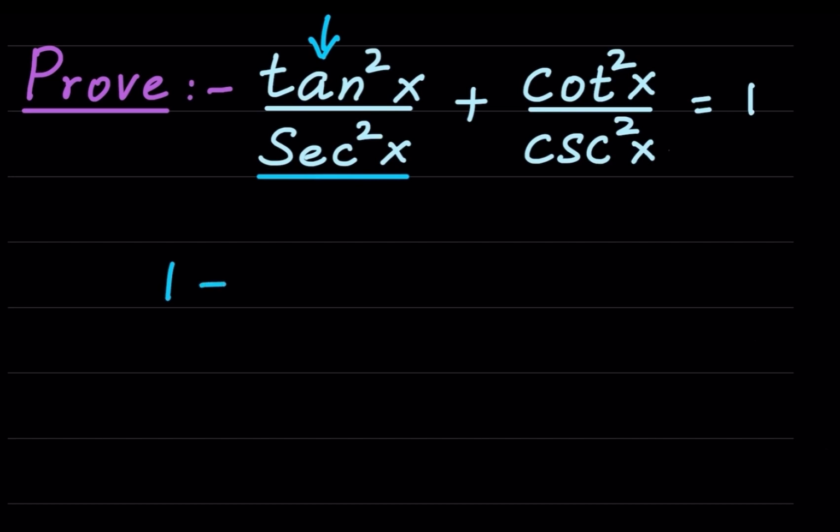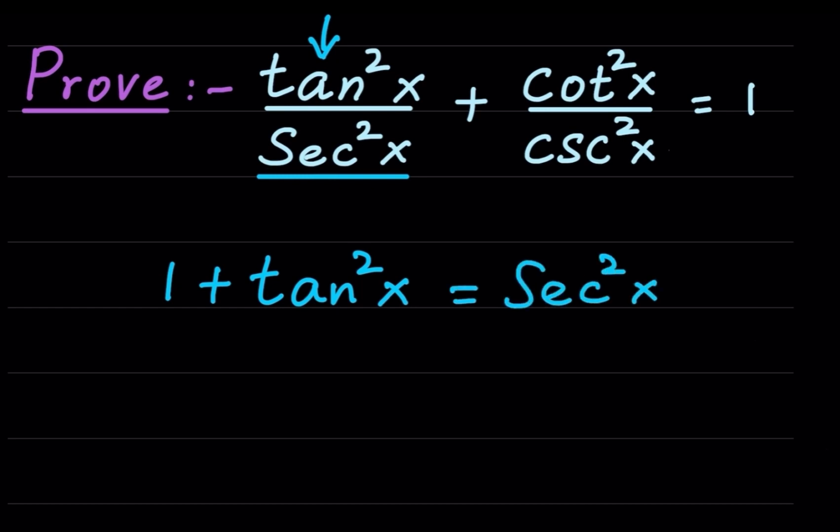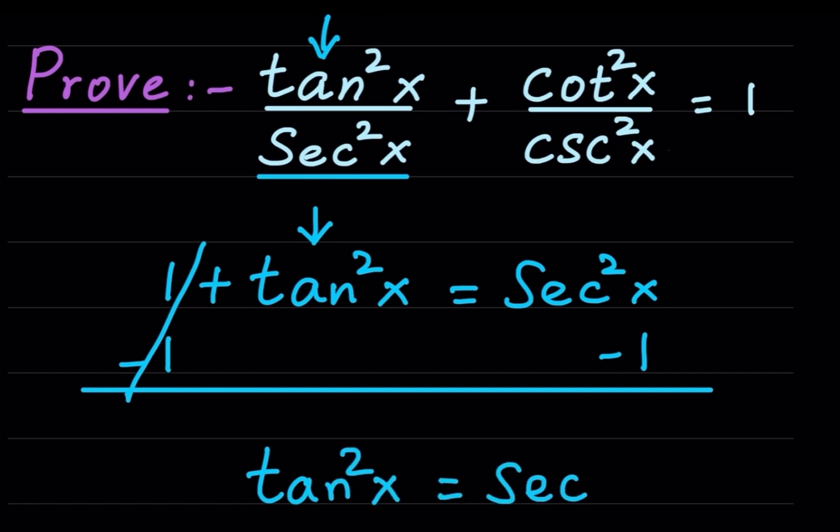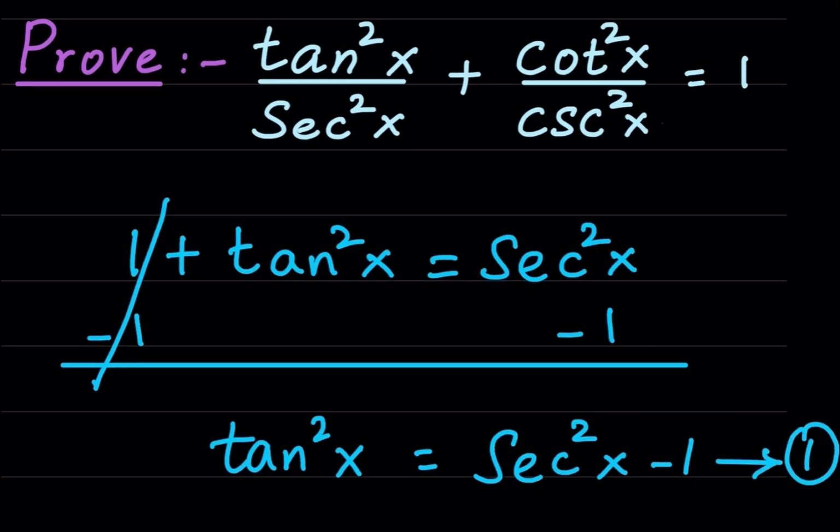I am going to write the formula here. 1 plus tan square x is equal to secant square x. We want only tan square x, so I'm going to subtract 1 on both sides so that the equation doesn't change. Now this cancels out, so tan square x is equal to secant square x minus 1. Let's name this as equation number 1. So instead of tan square x in the numerator, I'm going to write secant square x minus 1.